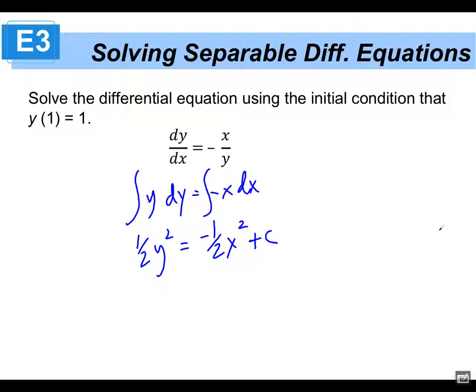There's my general solution, but you'll notice in the directions, it gives you some information about the initial condition. In other words, now I want to solve for the particular solution using the fact that it passes through the point (1, 1). Plug that into the function. I get 1/2 equals negative 1/2 plus c, so c equals 1.